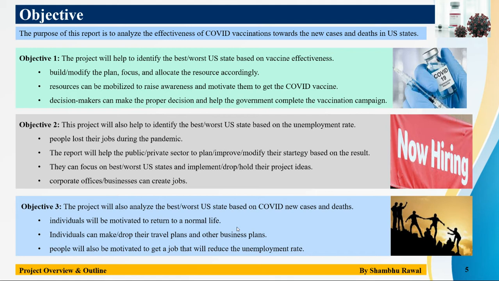If there is any other reason for fewer people being vaccinated, decision makers can make the proper decision and help the government complete the vaccination campaign. Based on new COVID cases, deaths, and unemployment rates, stakeholders can choose the best approach to improve the current status.